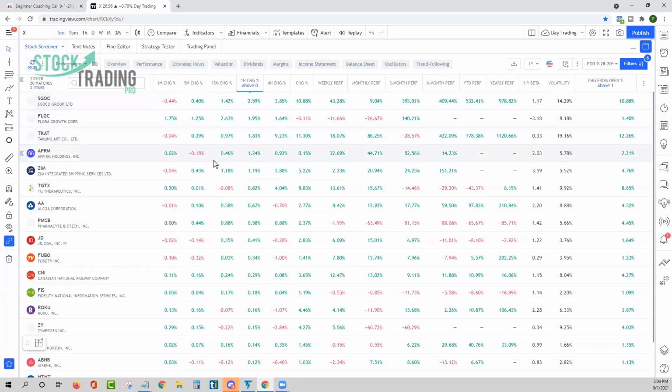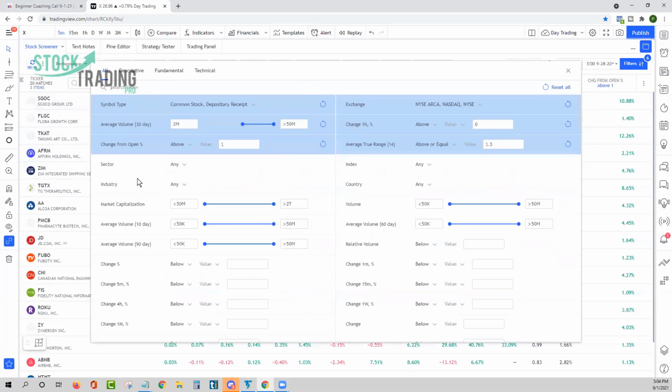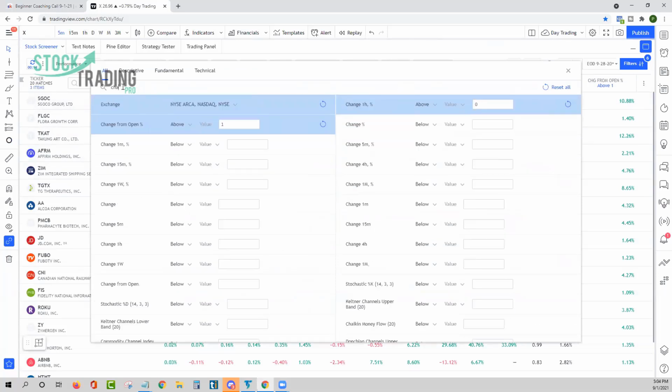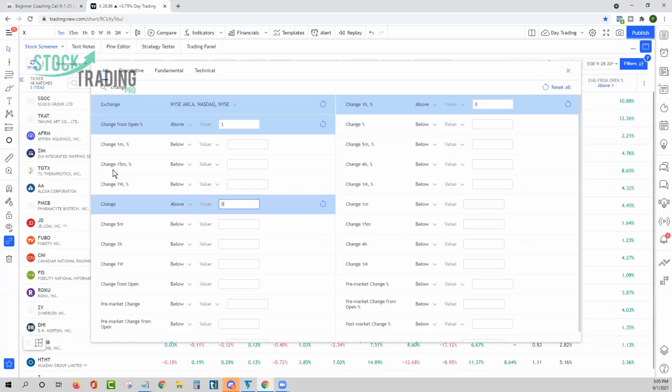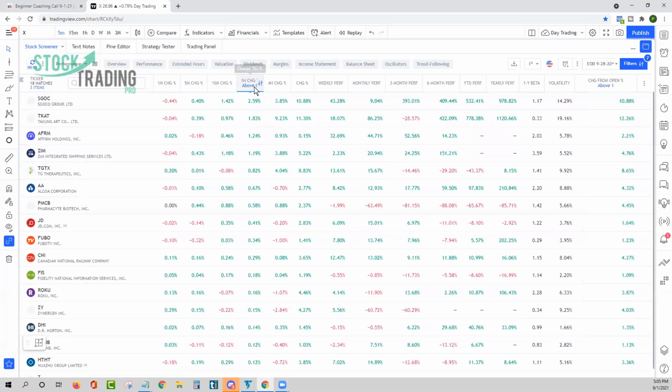You could even take this a step further and filter it even deeper. Let's say this would be change, not from the minute, just change. Change means change from the previous close. If we say this is also above 0, that just took 2 stocks out of there. So when the current hour is green, that's also telling us that the stock is positive from yesterday.